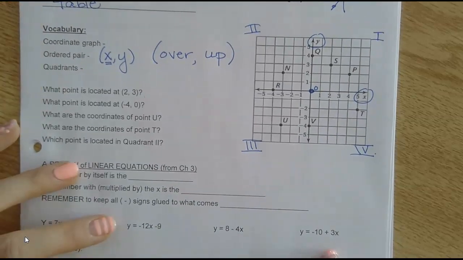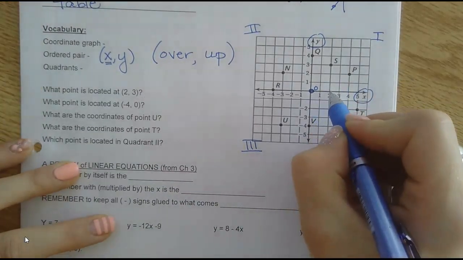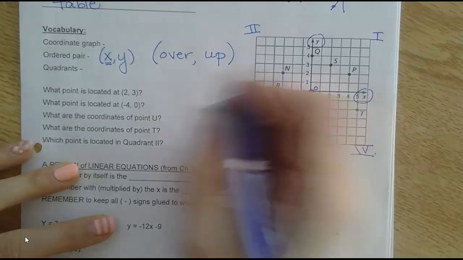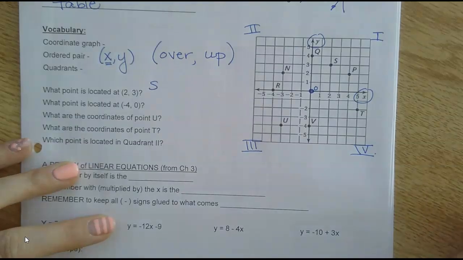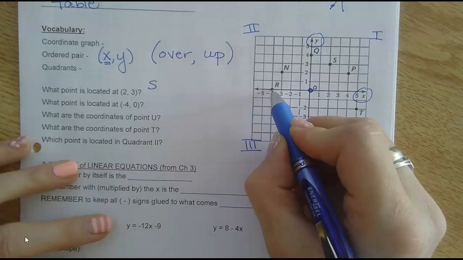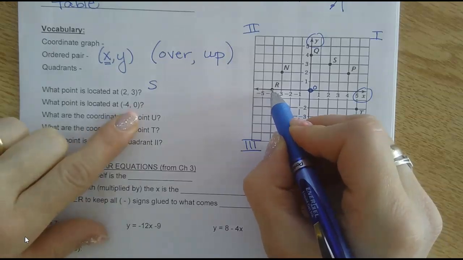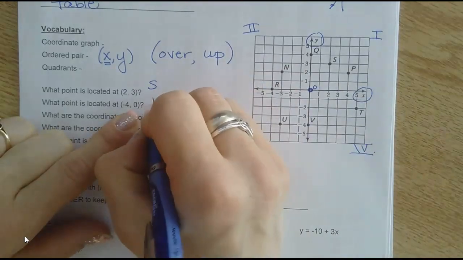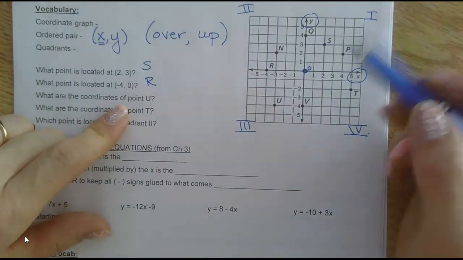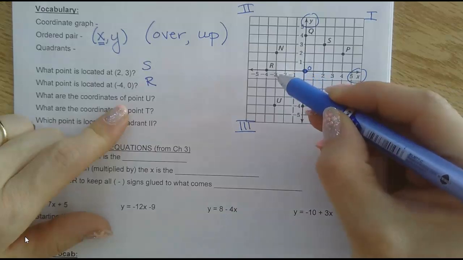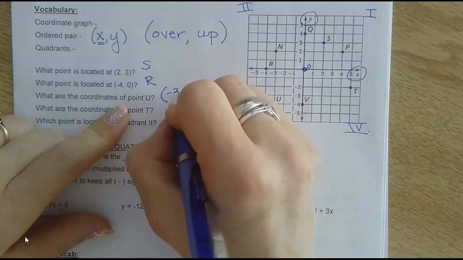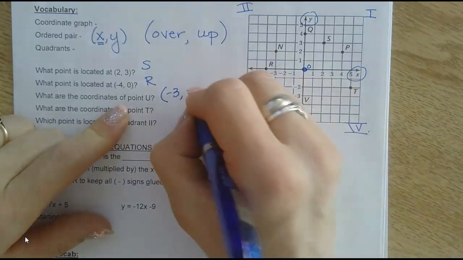What point is located at (2, 3)? Well, over 2, start at the origin, over 2, up 3. So I get S. (-4, 0) would be left 4, and then the 0 means not up or down. Stay right there. I see that's point R. What are the coordinates of point U? Well, it looks like left 3, down 4. So the x-coordinate is -3, the y-coordinate is -4.